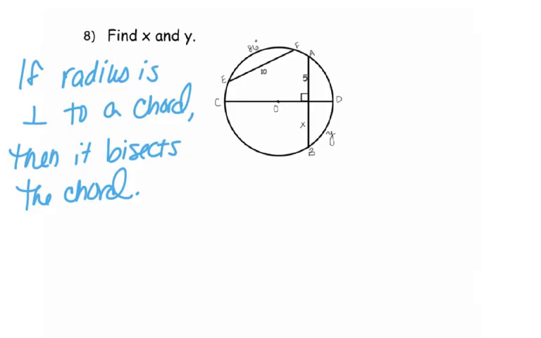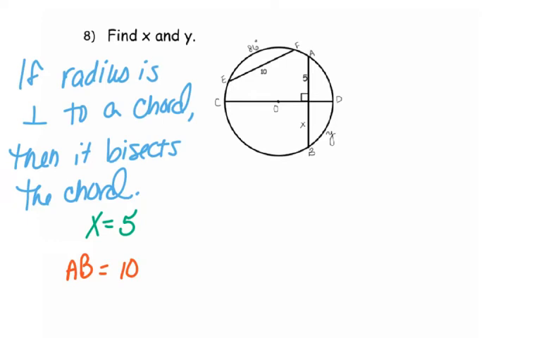Okay, and lastly, we want to find the measure of x and y. What we want to keep in mind is if the radius is perpendicular to the chord, we've been going through this, it bisects the chord. So that means x equals 5. All right, and so let's take a closer look. Add up those measurements. 5 and 5 makes 10. So segment or chord AB equals 10.